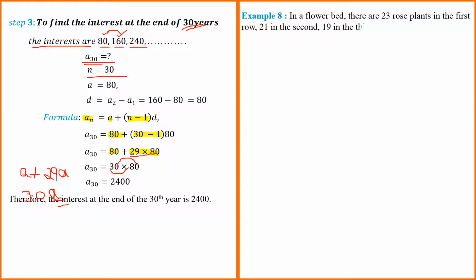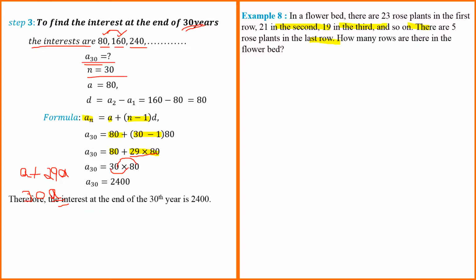In a flower bed, there are 23 roses in the first row, 21 in the second, 19 in the third, and so on. There are 5 rose plants in the last row. How many rows are there in the flower bed? Make a note: how many rows? The meaning of which is that n is to be found. The value of n, question mark.